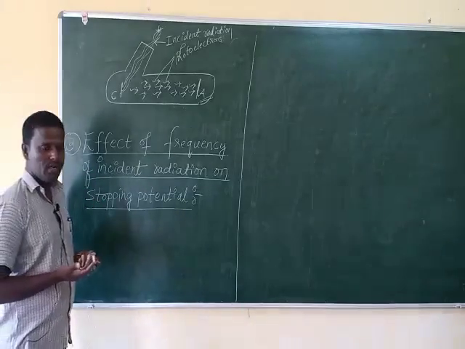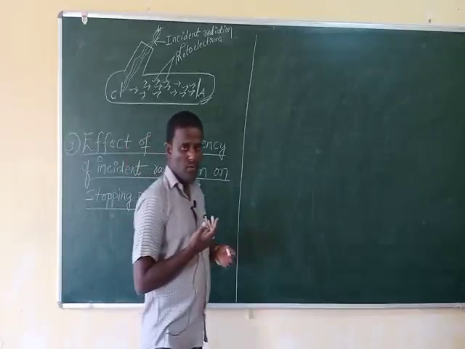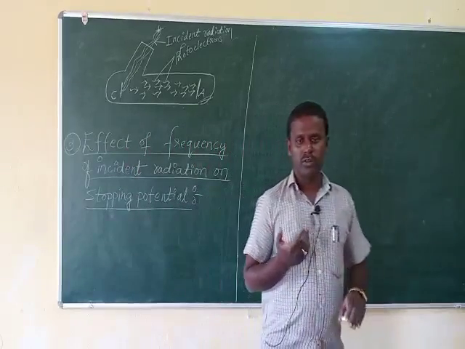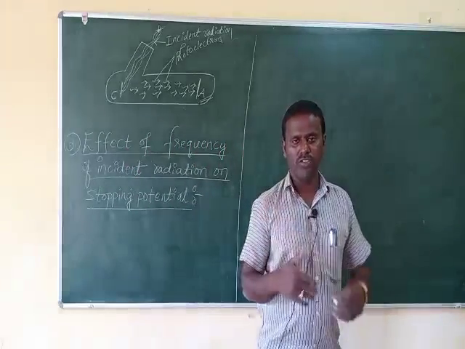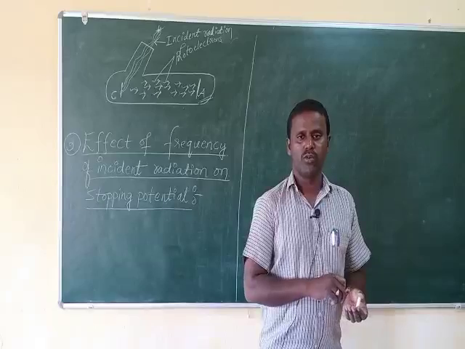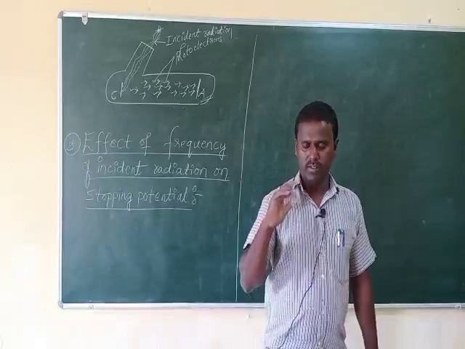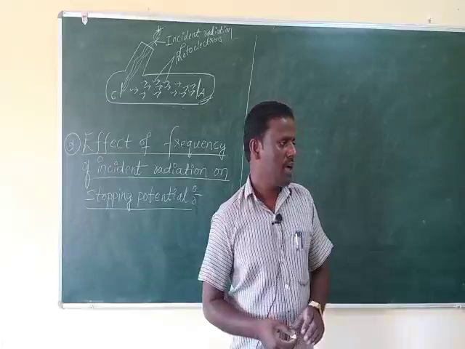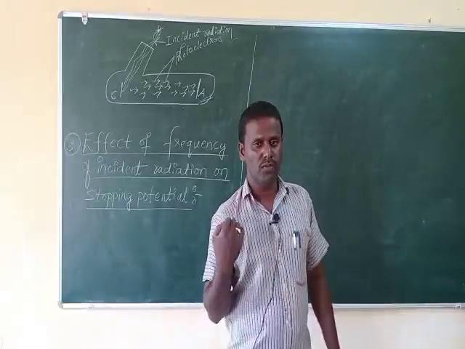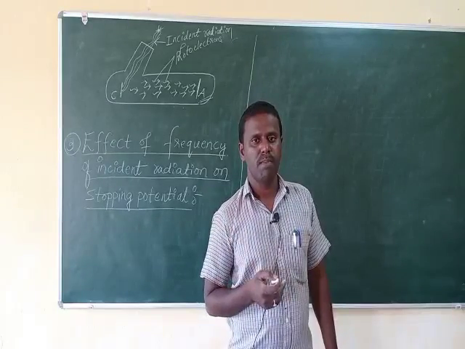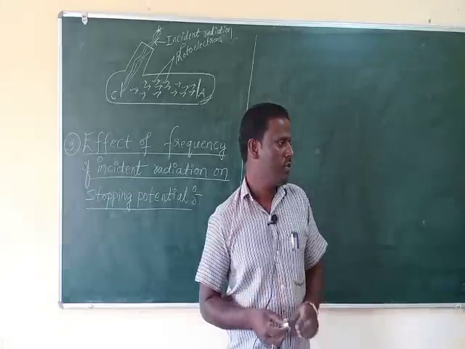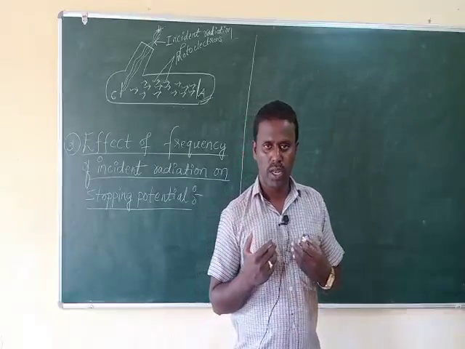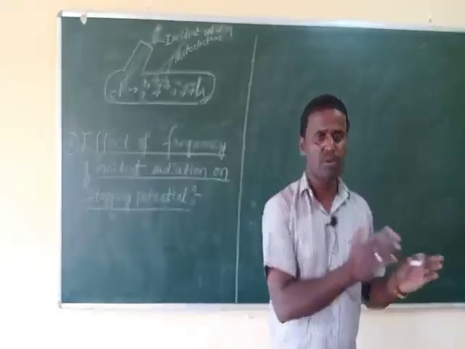Next, you learned how the photocurrent varies with potential. It is entirely dependent on the potential of the plate A. If the plate A has a positive potential, then the photocurrent increases with respect to the potential.